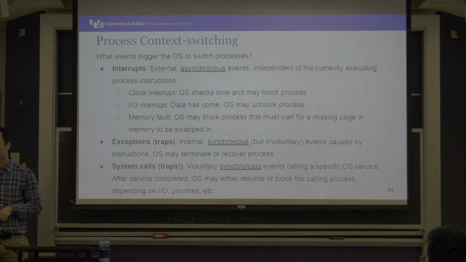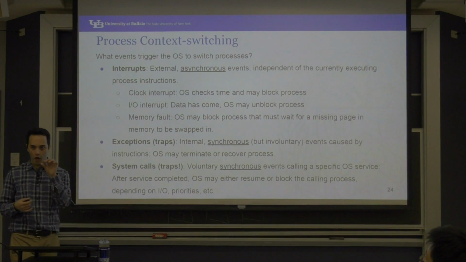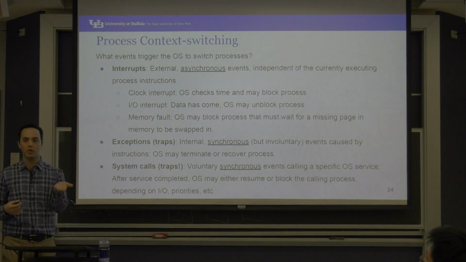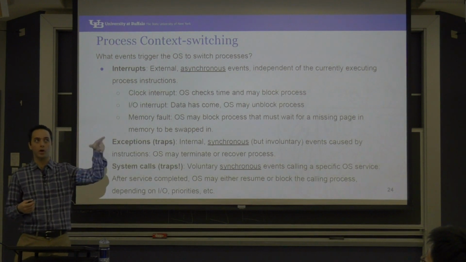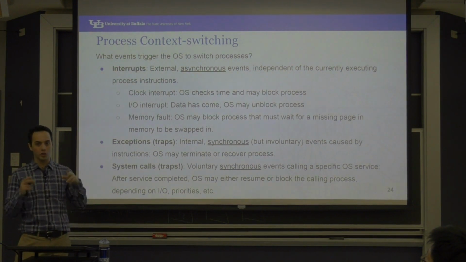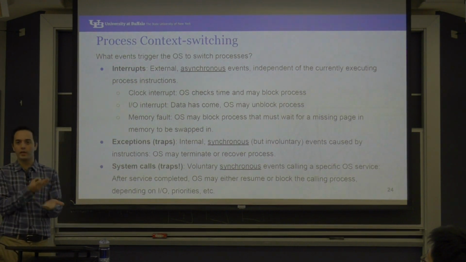All right. What do you mean by traps? They're called traps. They're like software interrupts. There's an instruction that causes the CPU to behave as if an interrupt has happened, so it automatically jumps to a different part of memory and starts executing, where the OS code supposedly is. But it's voluntary. You call it.